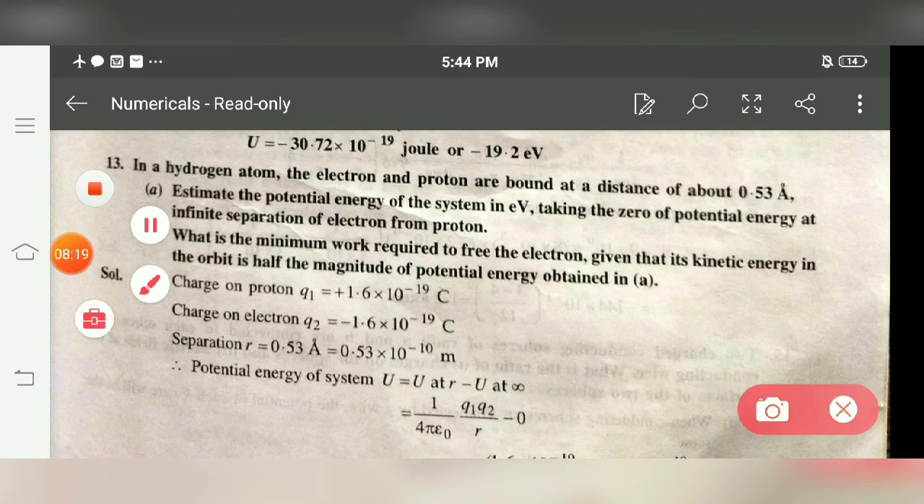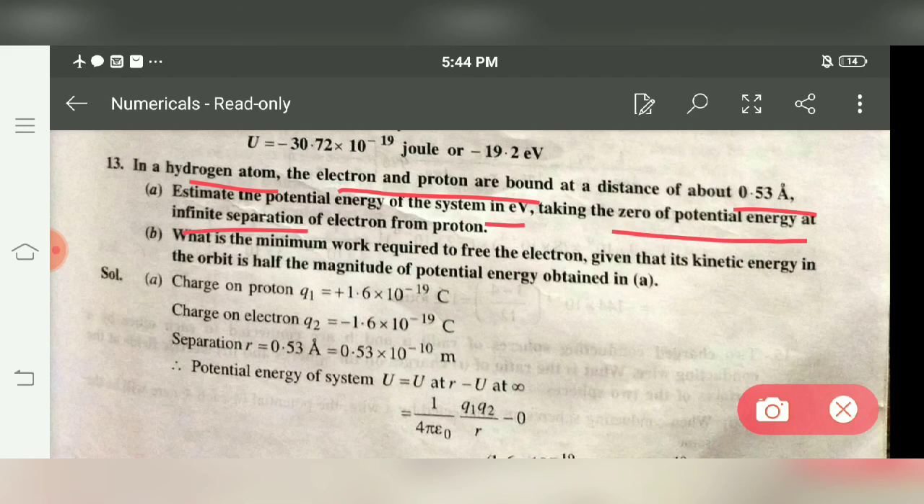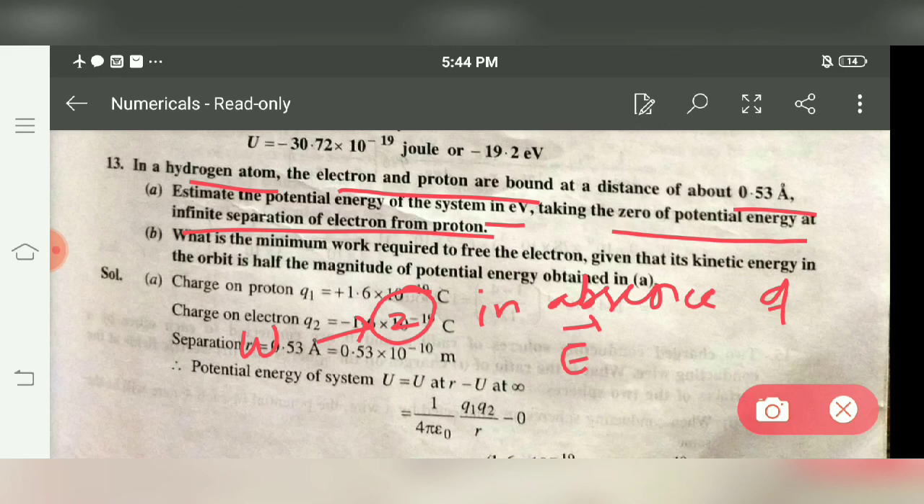Next question: in a hydrogen atom, an electron and a proton are bounded by a distance of 0.53 angstrom. Estimate the potential energy of the system in electron volt, taking zero of the potential energy at infinity. We have to apply the formula of work done in assembling a system of 2 charges in the absence of an electric field. That formula is W equals 1/(4πε₀) times charge 1 times charge 2 upon the distance between them.